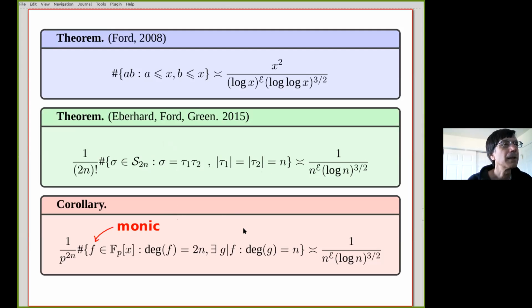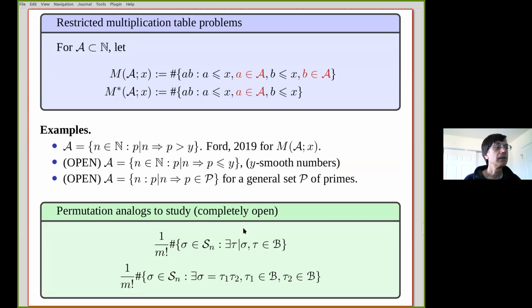I want to take a little bit of time here and mention some related problems. These are what I would call restricted multiplication table problems. We look at, let's say, how many products A times B there are with A and B both below X, but both belonging to some set A. So for an arbitrary set A, M star is the corresponding problem where I only force one of the factors to be a member of A. So B is unrestricted.